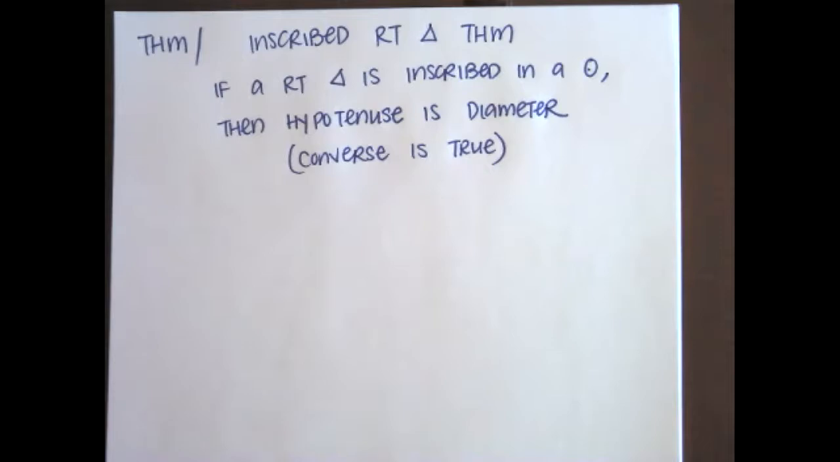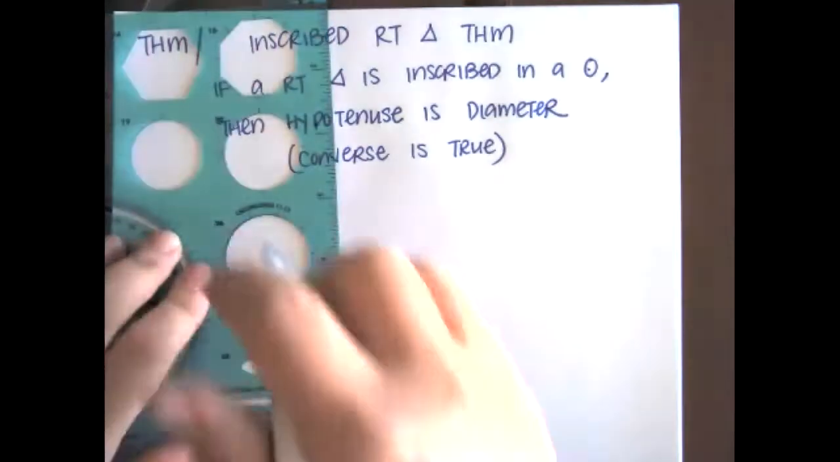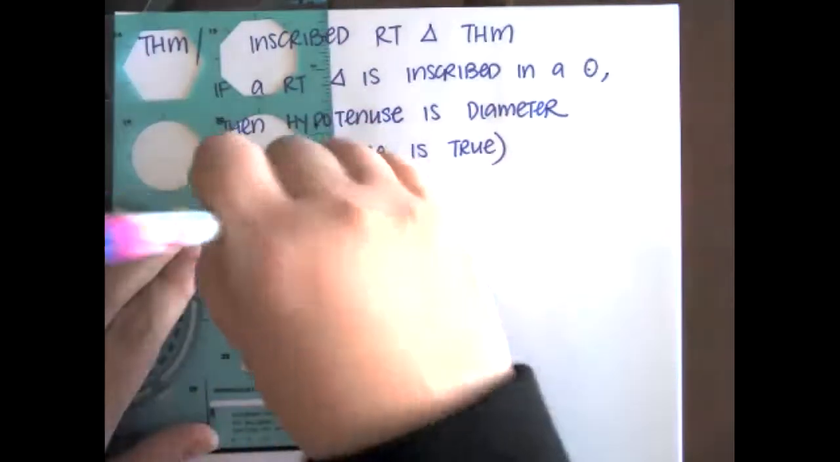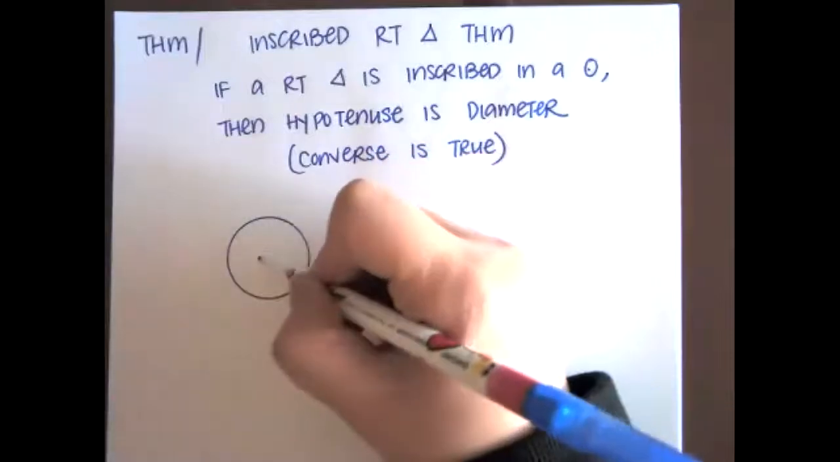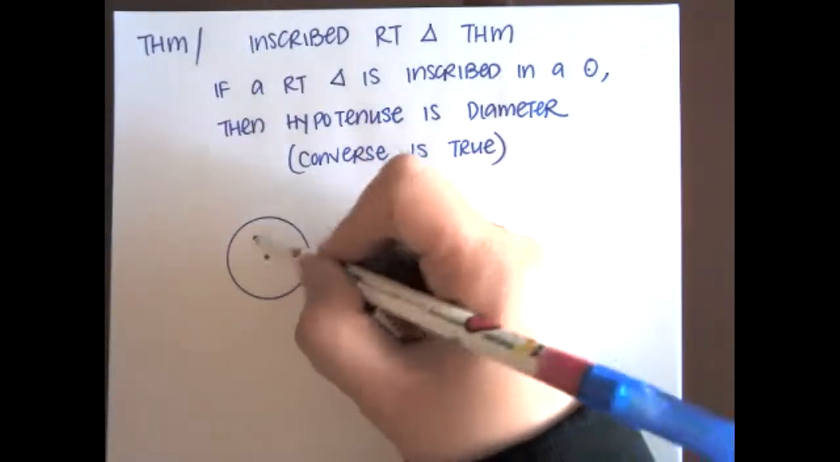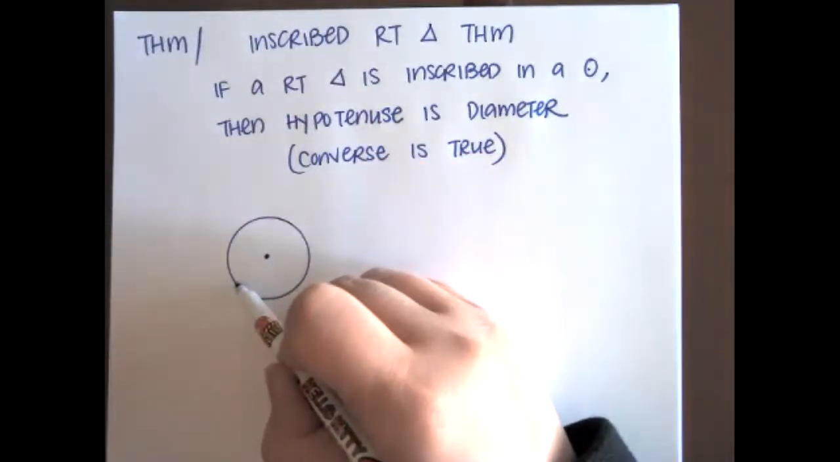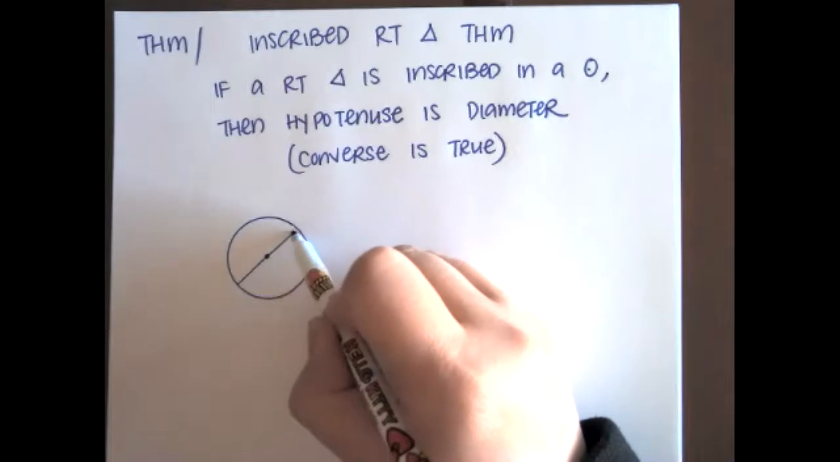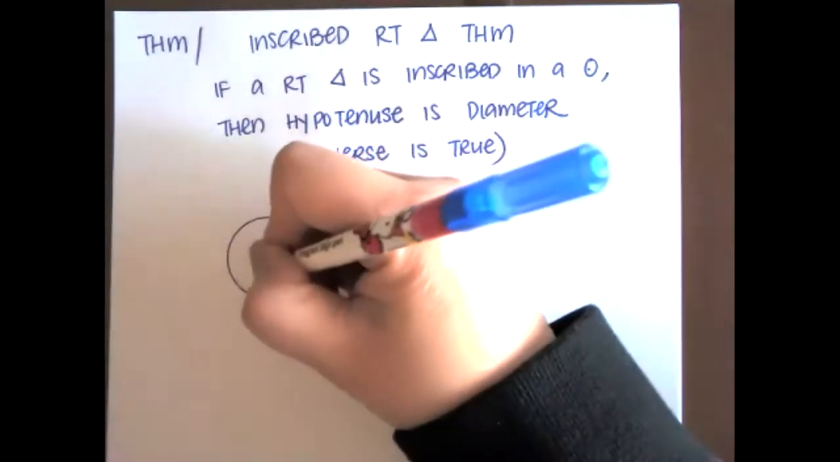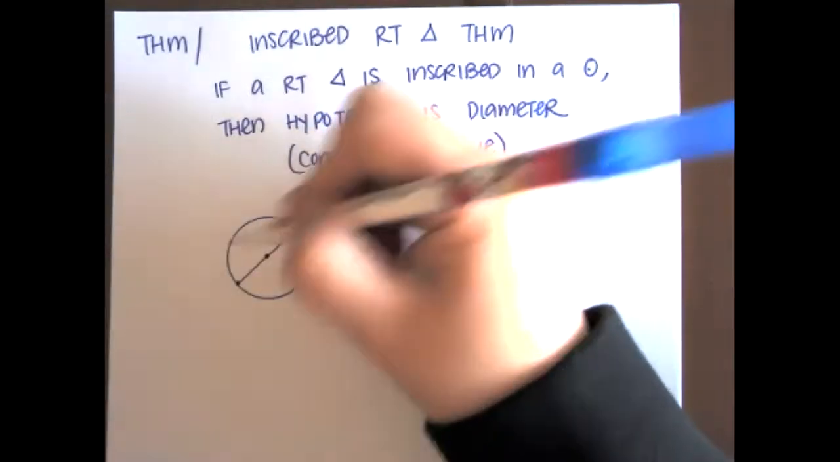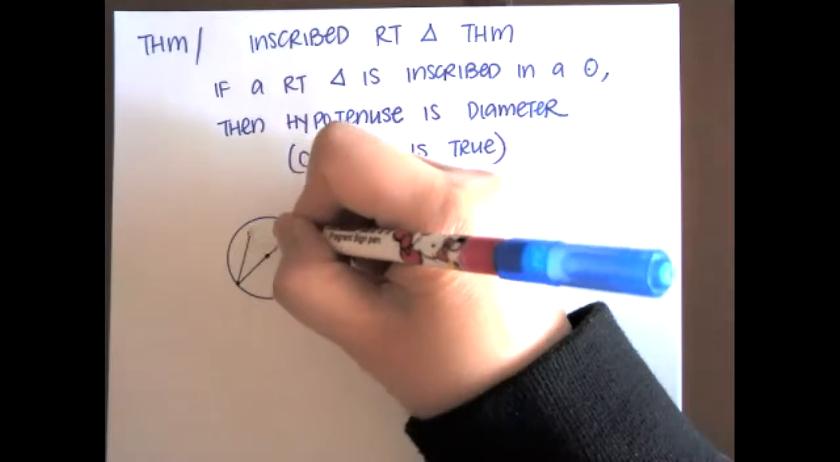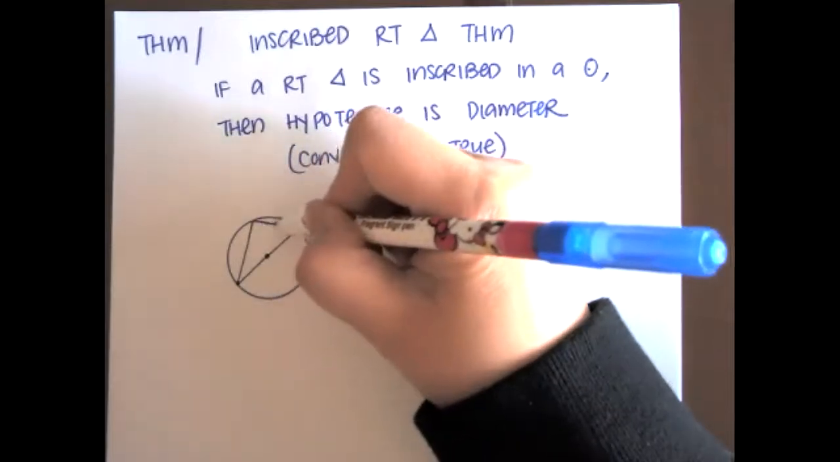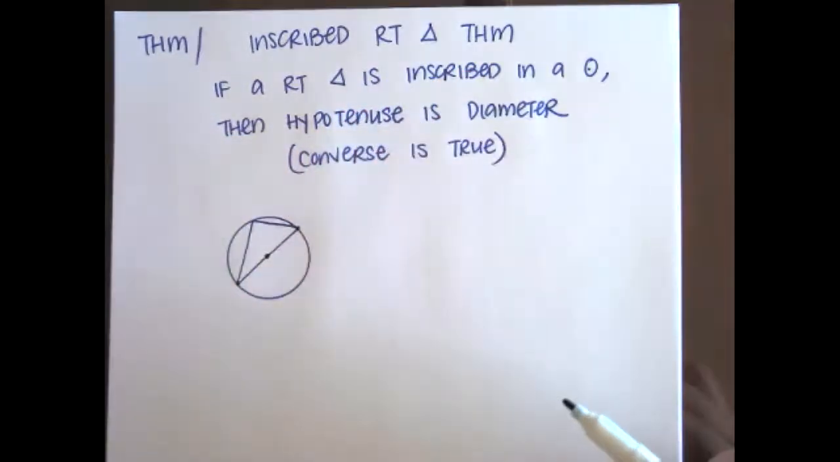A lot of people get stuck on this too. They'll see this picture and be like, I don't know what to do here. I don't know inner information, but then you actually do. So here's a diameter. If you have an angle that's inscribed like that, this is a right triangle.